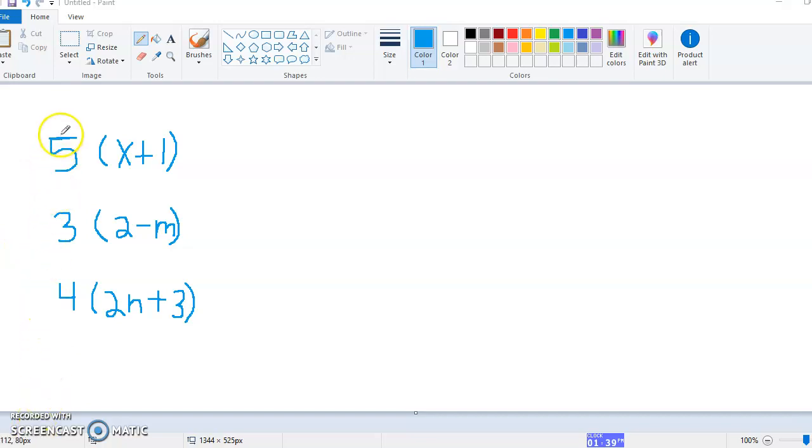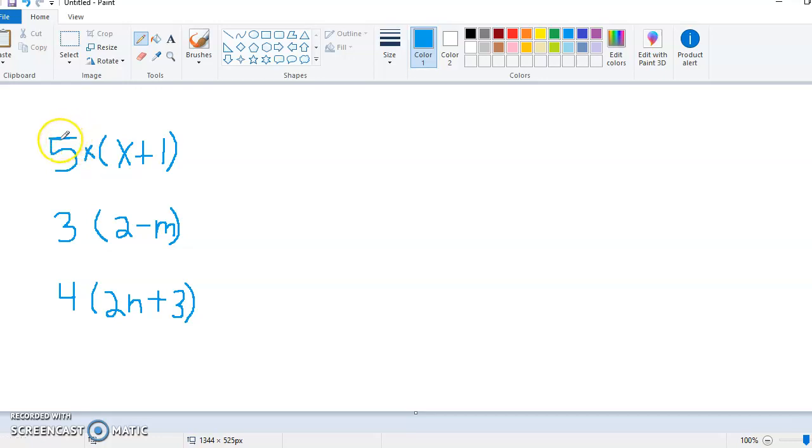Distributive property. So when you have a number outside of parentheses, remember that means to multiply, but when there's two numbers inside, you have to distribute to both numbers. So let me explain what that means. On this particular lesson, you're going to see a multiplication sign here. They don't always put that, but on this one you will see multiplication signs.